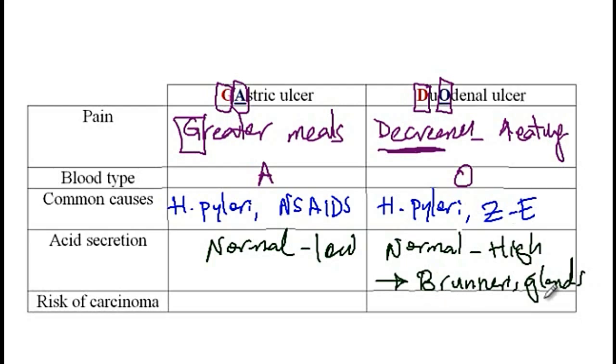So Brunner glands are the glands in the duodenum that are producing the alkaline solution. So if there is too much secretion of the gastric acid, therefore there would be hypertrophy of the Brunner glands to produce more alkaline solution and neutralize the gastric acid. And then finally, the risk of carcinoma in gastric ulcer is increased, but in duodenal ulcer it's usually benign.